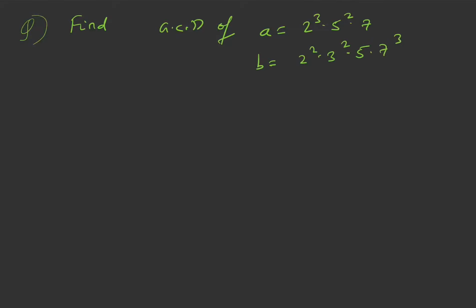Let us continue with the GCD and LCM. So find GCD of A equals 2 cube into 5 square into 7, B equals 2 square into 3 square into 5 into 7 cube, and C equals 2 power 5 into 3 into 7 power 4 into 13. So you need to find the GCD of three numbers A, B and C.